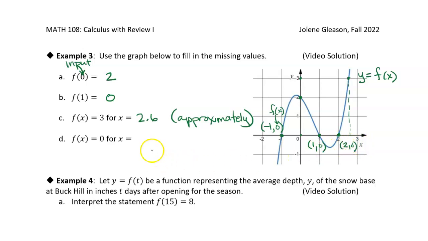All right, so when x is equal to minus 1, 1, or 2, the value of the function is 0. So we got more than one answer.